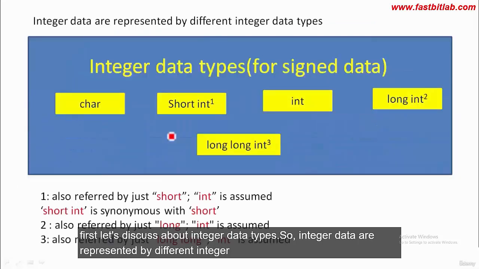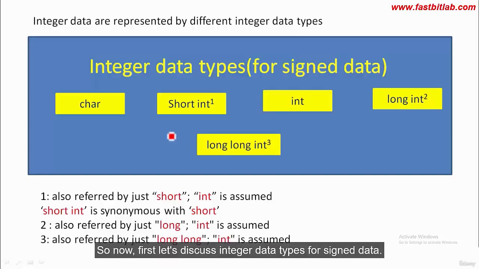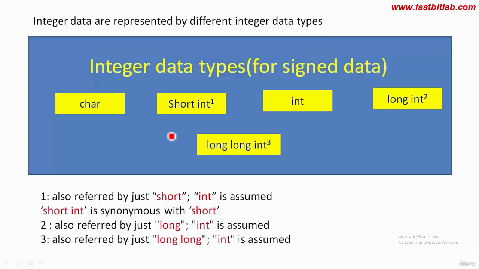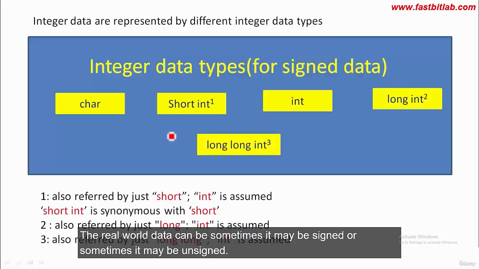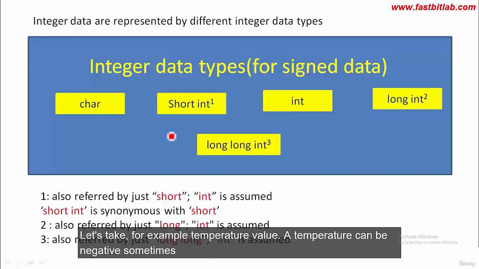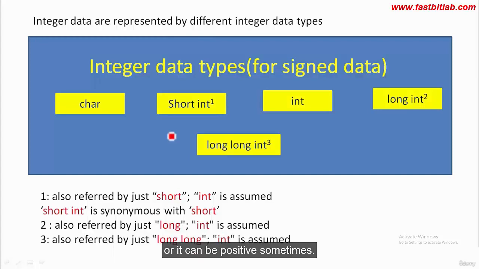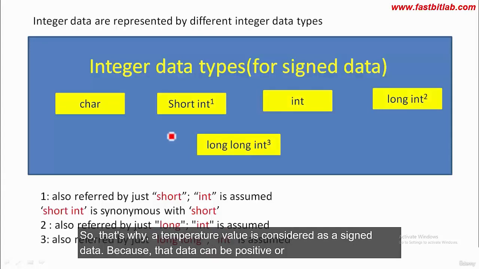Integer data types. Integer data are represented by different integer data types. First, let's discuss integer data types for signed data. Real world data can sometimes be signed or sometimes unsigned. Let's see some examples. Take, for example, a temperature value. A temperature can be negative sometimes or positive sometimes. That's why a temperature value is considered signed data, because that data can be positive or negative.